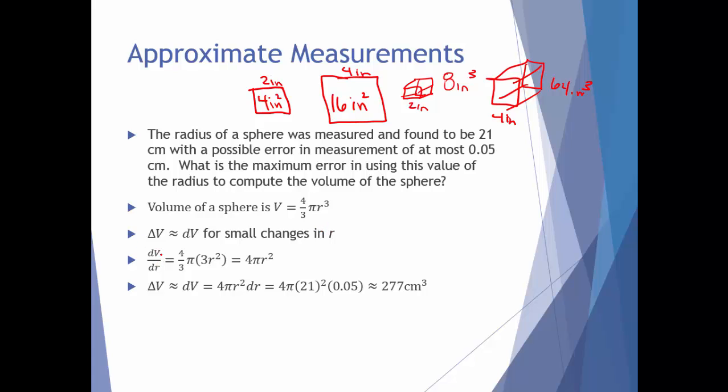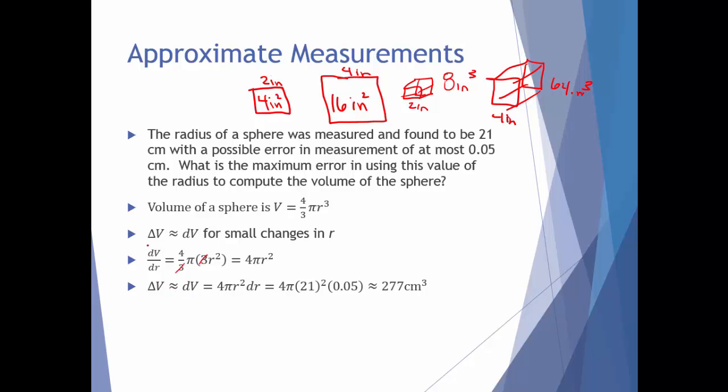So then we look at dV/dr, which is the derivative of V with respect to r. We get 4/3 times pi, that's a constant, so we leave that out of the derivative, times the derivative of r cubed, which is 3r squared. And then those 3's are going to nicely cancel for us, and we're going to get 4 times pi times r squared.